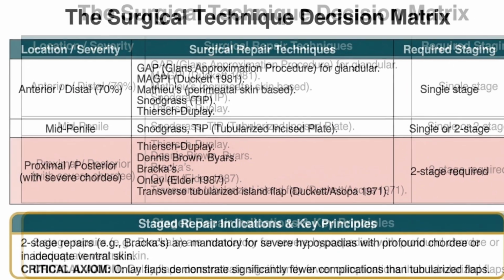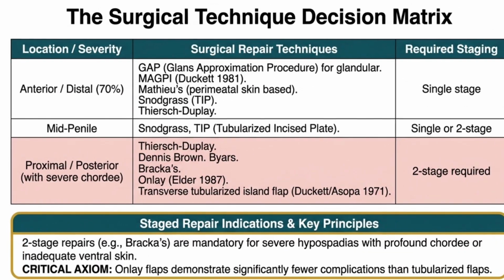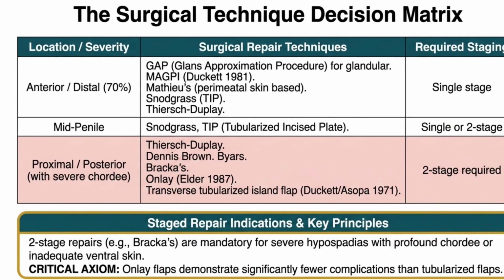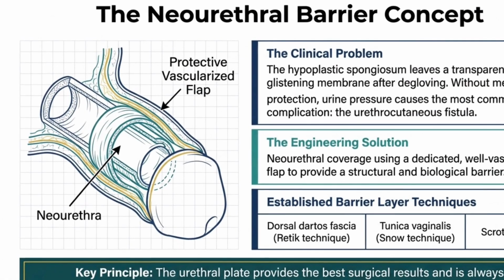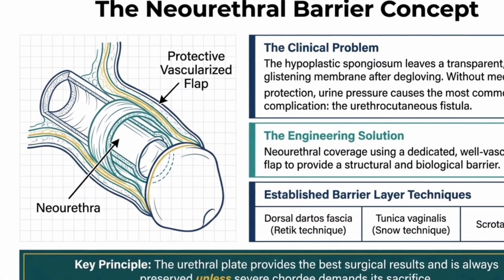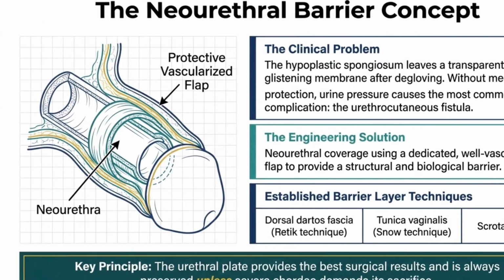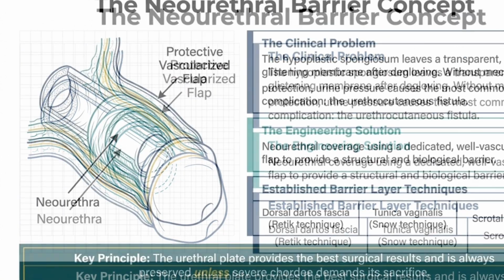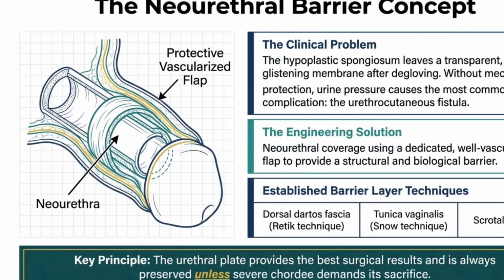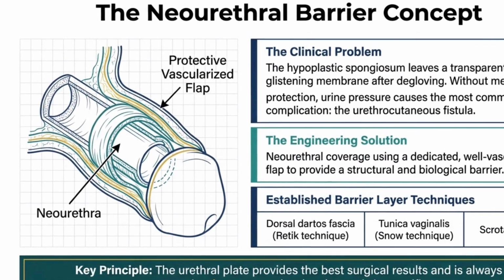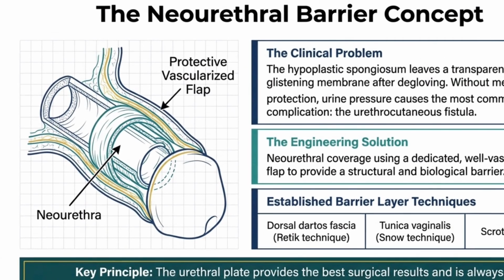The critical axiom is that only flaps demonstrate significantly fewer complications than tubularized flaps. The most common complication of hypospadias repair is the formation of the urethrocutaneous fistula. The hypoplastic spongiosum leaves a transparent glistening membrane after degloving. Without mechanical protection, urine pressure causes the defect. The urethral coverage using a dedicated well-vascularized flap provides a structural and biological barrier for the fistula formation.